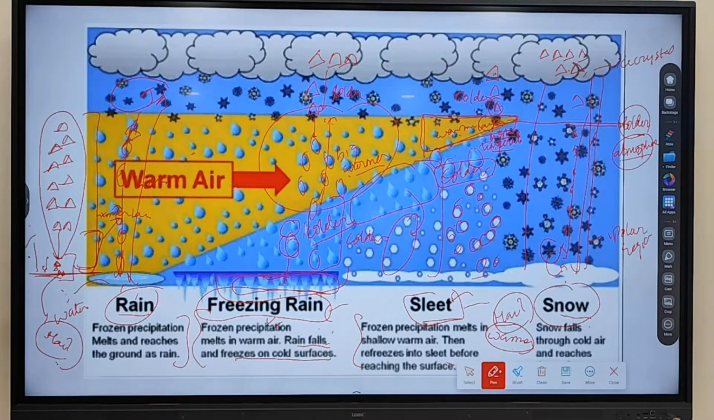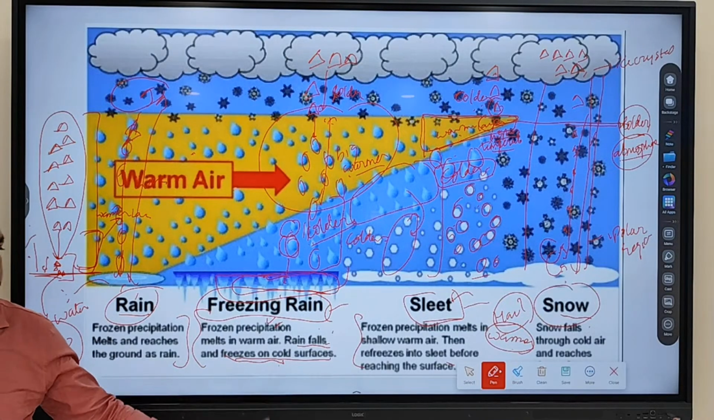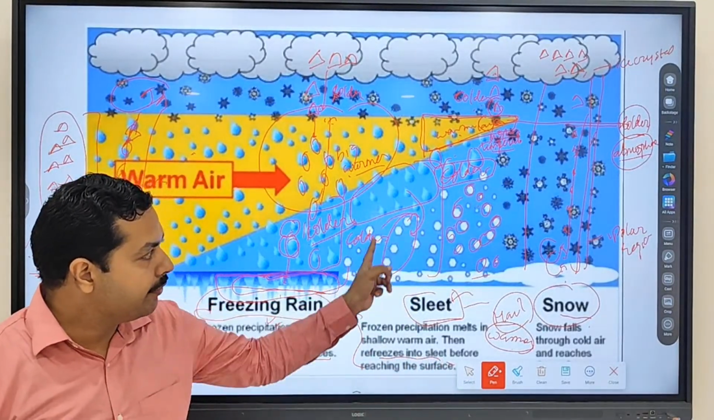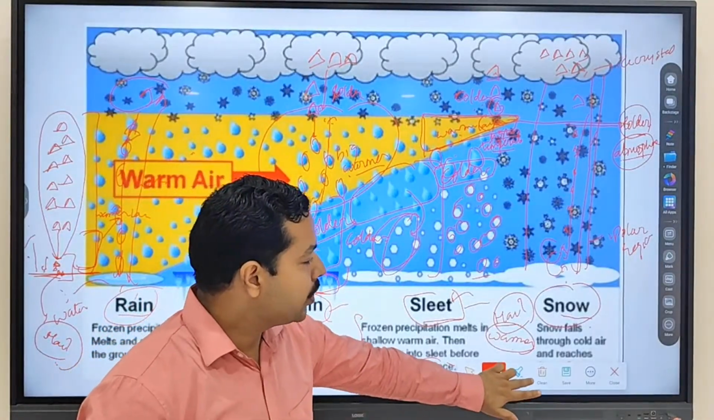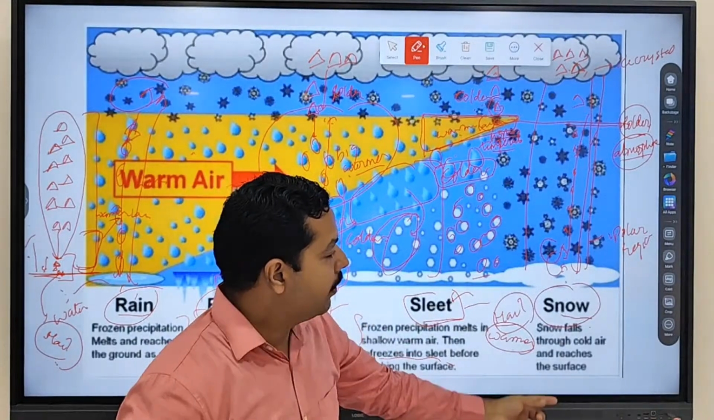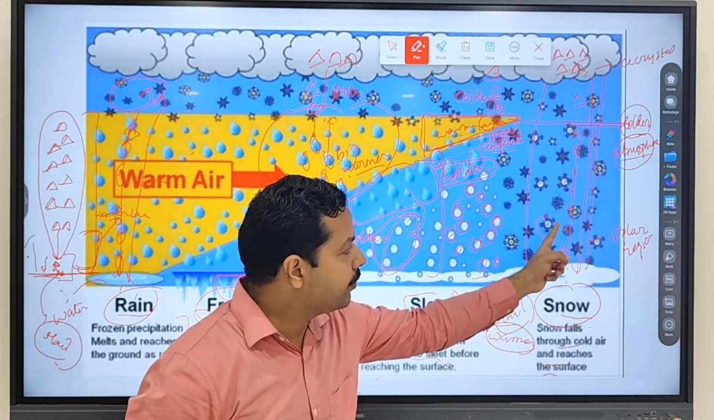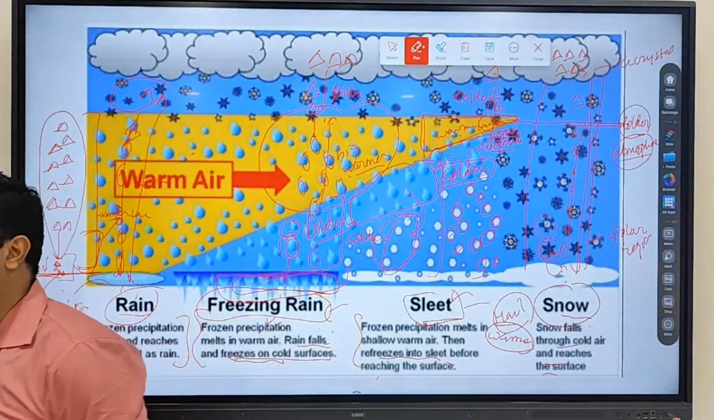Freezing rain, just write down that when the rainwater reaches the ground, then it freezes. Sleet, write down that it refreezes in the air itself before reaching the surface. And what is snow? Snow is basically the thing reaching the surface in the form of ice only, because it is traveling through the colder layer.